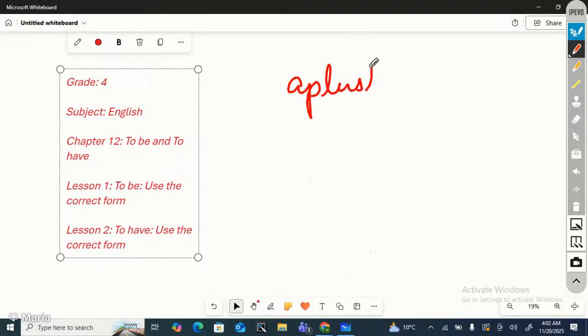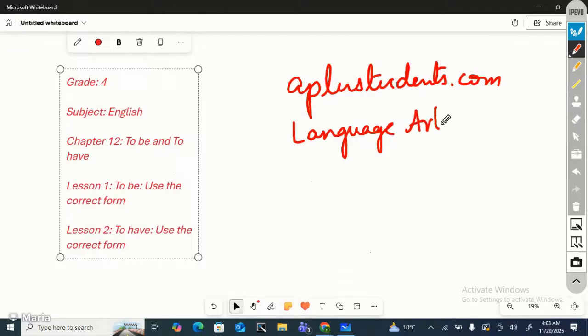Let's log into aplusstudents.com. Go to Language Arts section and Grade 4.